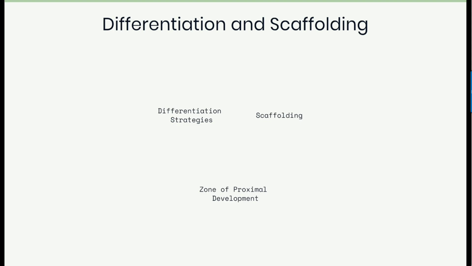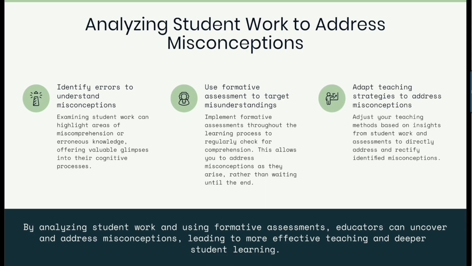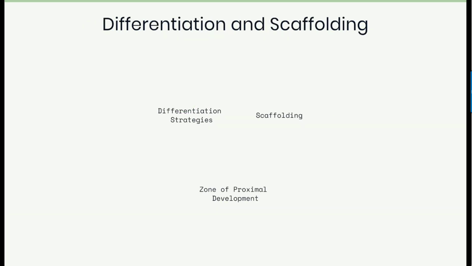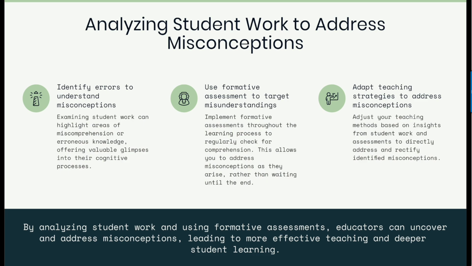So if I'm also looking at using differentiation and scaffolding, there's kind of this intersection of a Venn diagram of these three things. And as I'm considering analyzing the work and the misconceptions that might happen, I need to consider each one of those. The scaffolding, I need to consider the differentiation strategies, and then where do they fit in that zone of proximal development.